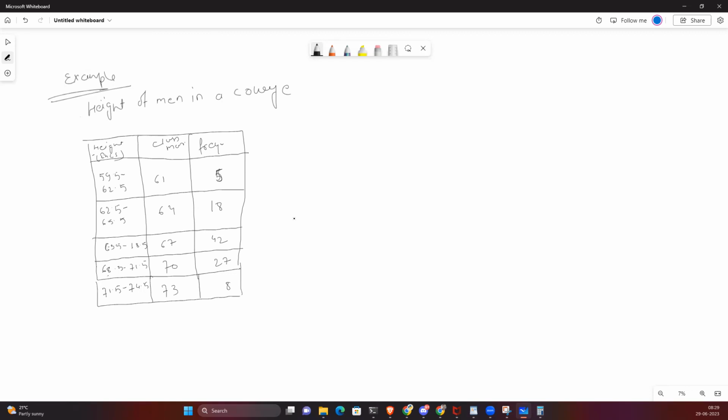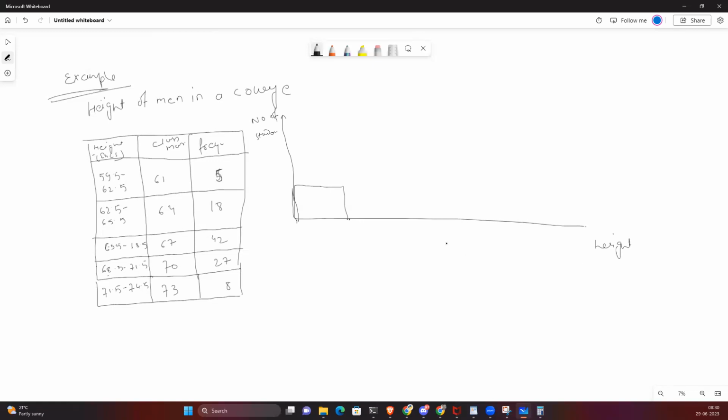So let me draw a number line. And let's suppose this range, 59 से लेके 62.5, is falling under this category. How many data points are there in between these two things? 5. Just for example, this y-axis is showing number of students, ठीक है, and this axis is showing height.